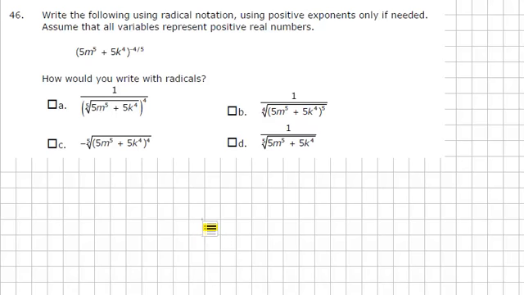Write the following expression using radical notation. We have the base 5m to the fifth plus 5k to the fourth raised to the power of negative 4 divided by 5. So what we need to recall is what is the meaning of a negative exponent and what is the meaning of a fractional exponent.